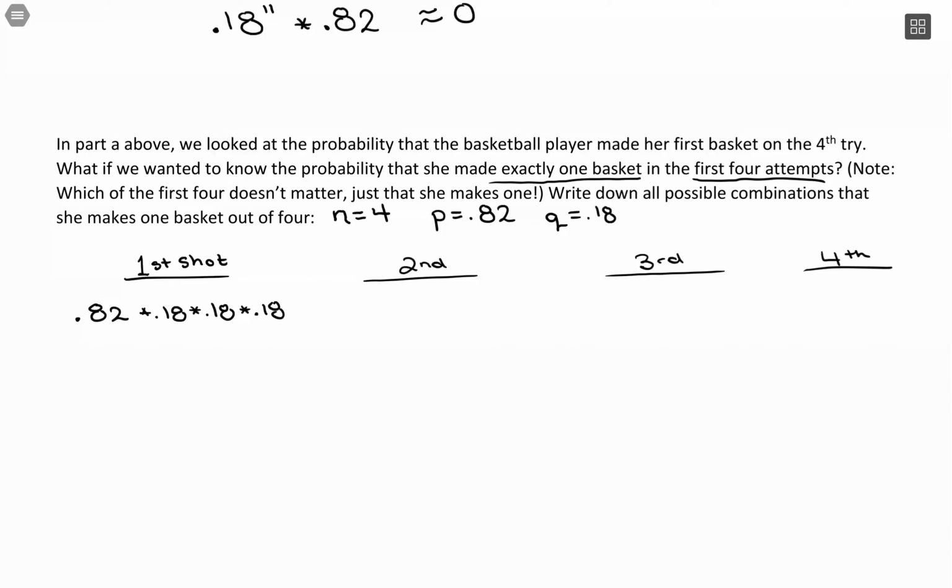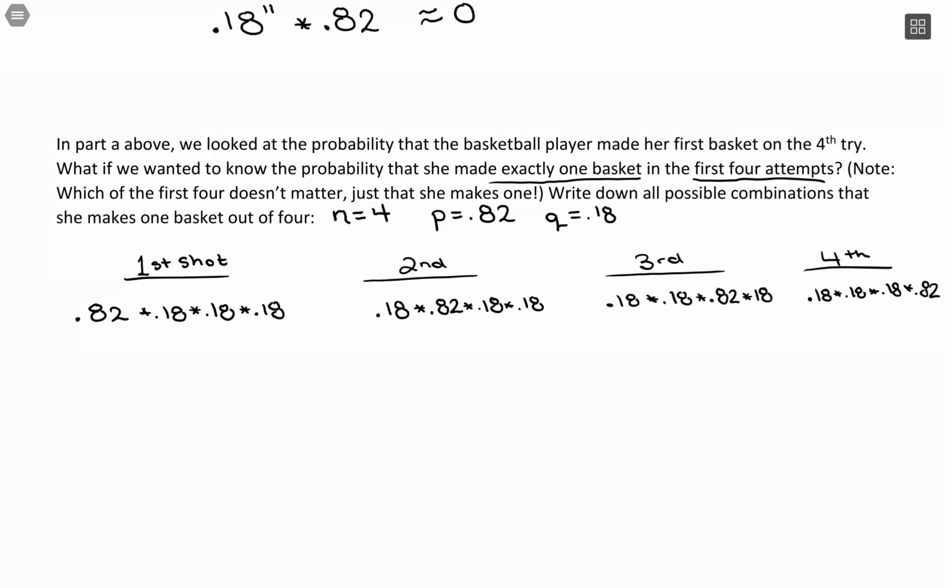If she made it on the second shot, what that would look like is missing and then making it, and then miss, and then miss again. Making it on the third shot, missing, and then missing, and then she makes it, and then she misses again. And this making it on the fourth shot is what we found in part A up above there, is that she misses, misses, misses, and then makes it.